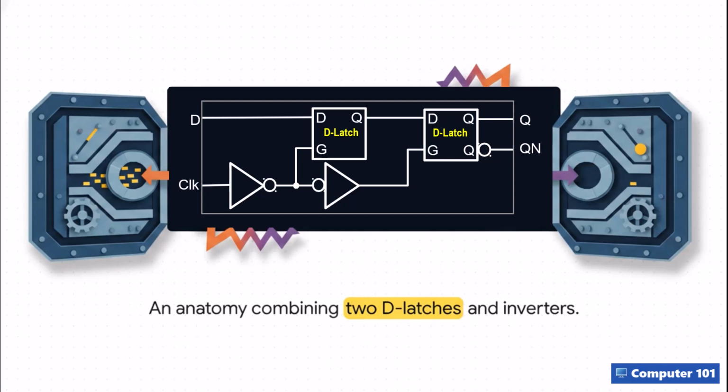Think of these two latches kind of like a high-tech airlock system in a spaceship. You have an outer door, that's the first latch, and an inner door, the second latch. To safely capture a bit of data without letting it just rush straight through uncontrollably, these doors have to open and close in a very specific, carefully coordinated sequence driven by that clock.